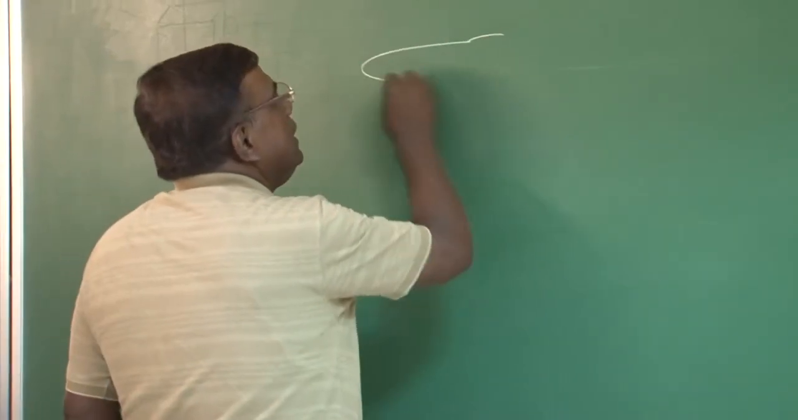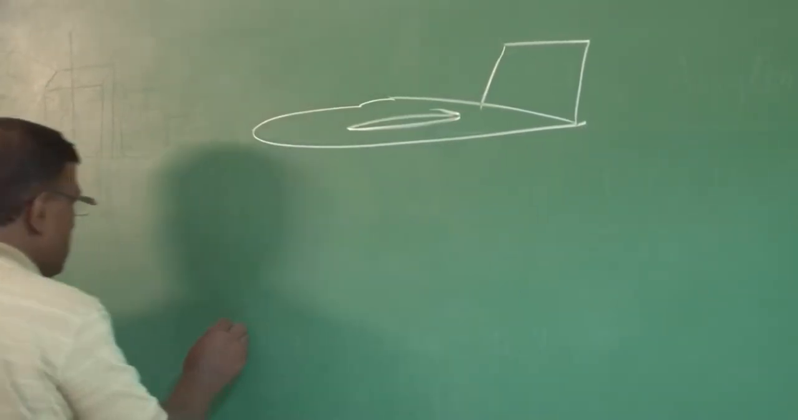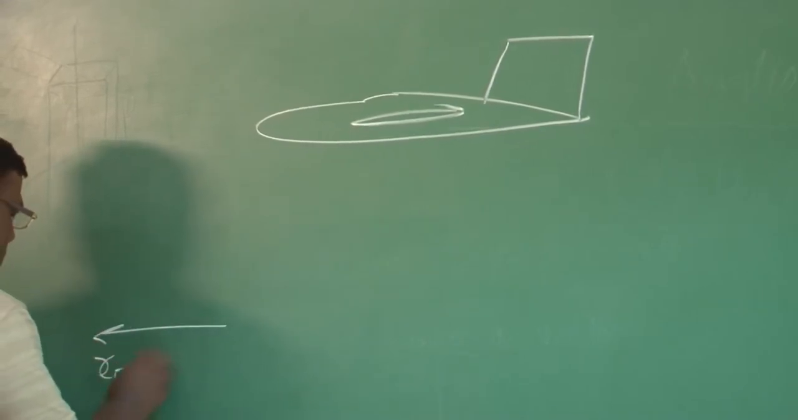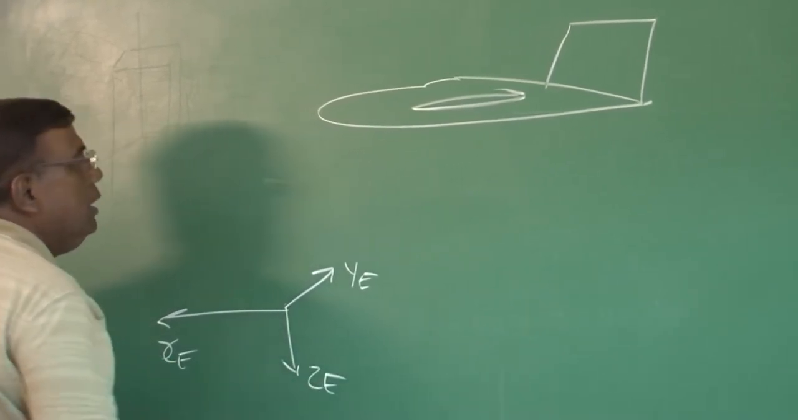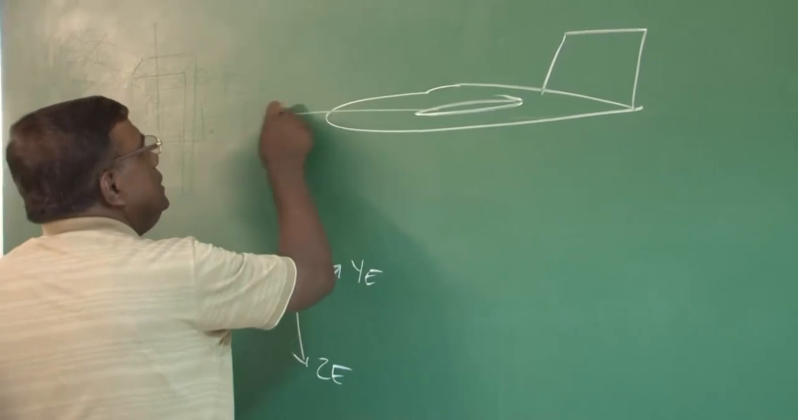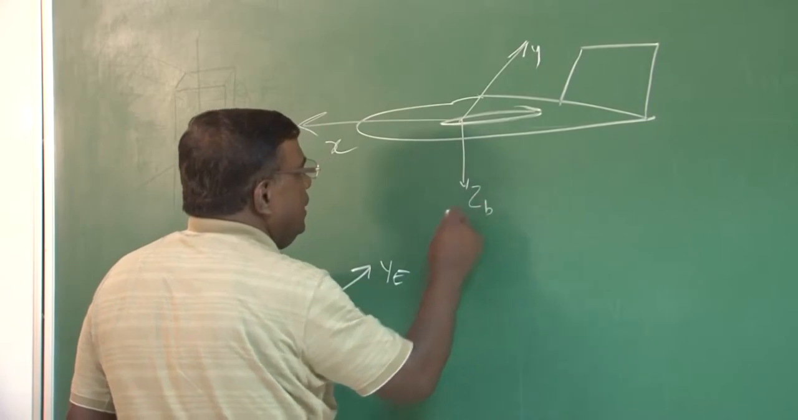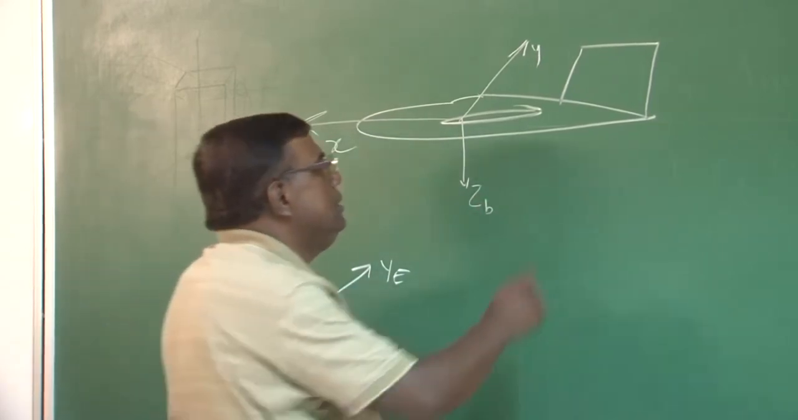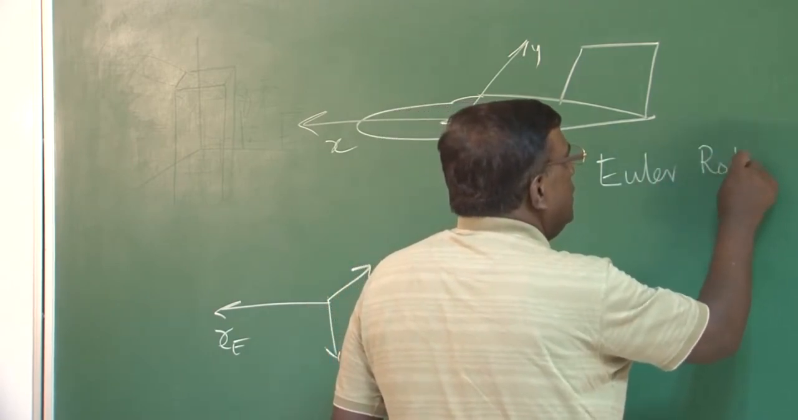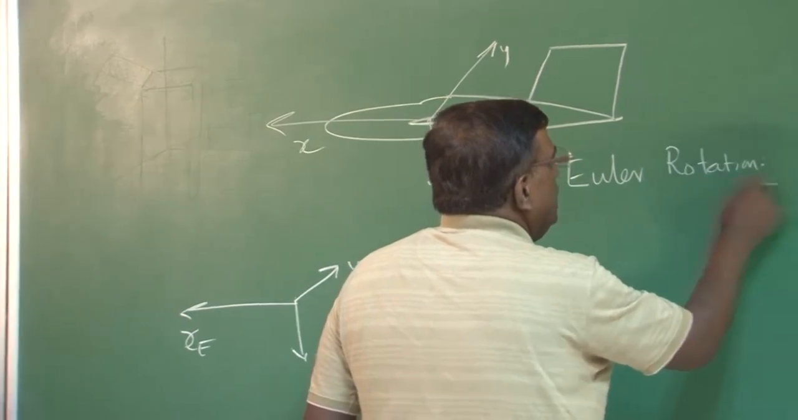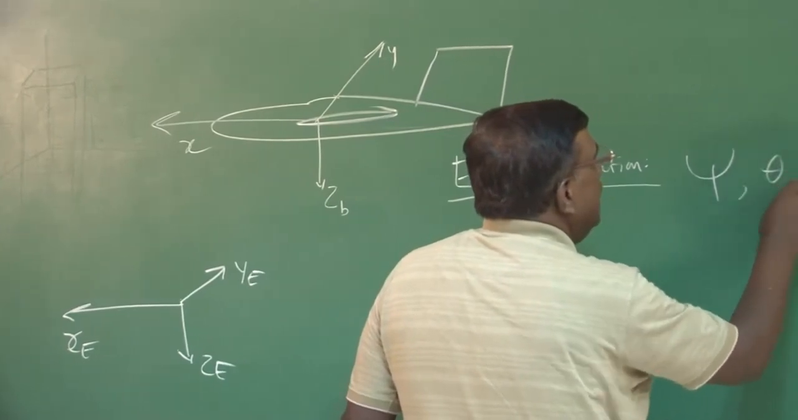If I take this as an aircraft, and this is your X Earth, or inertial frame, Y Earth, Z Earth, and if this is X body, Y body, Z body, then the Euler rotation, order is important. The order is psi, theta, and phi.